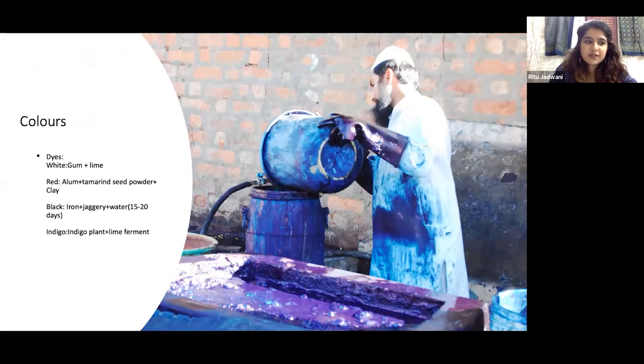for the printing process. The white comes from a mixture of gum arabic and lime. The red is extracted from a mixture of alum, tamarind seed powder, and clay. For black, iron and jaggery are let be, that means Ajrakh, let them be for 10 to 15 days in water. And that's how the black is derived. Indigo comes from indigo plant and lime ferment mixture.